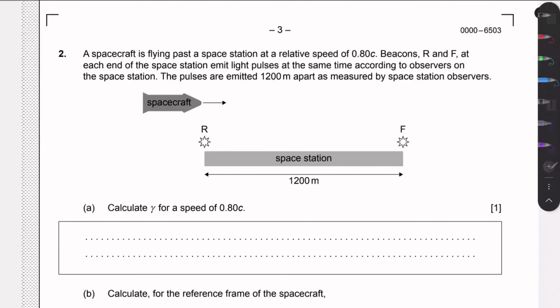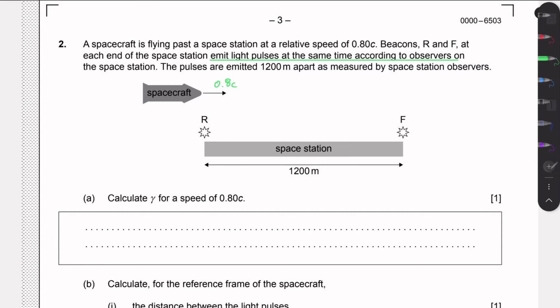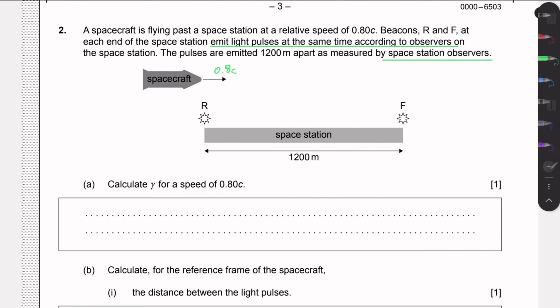So now we're going to go through question 2 in the May 25 Specimen Paper 2. Here we are told that a spacecraft is flying past the space station with a relative speed of 0.8 times the speed of light. And we have two beacons, R and F, and they emit light pulses at the same time according to the observers on the space station. They are emitted 1,200 meters apart, measured by, again, the space station observers, so in the reference frame of the space station.